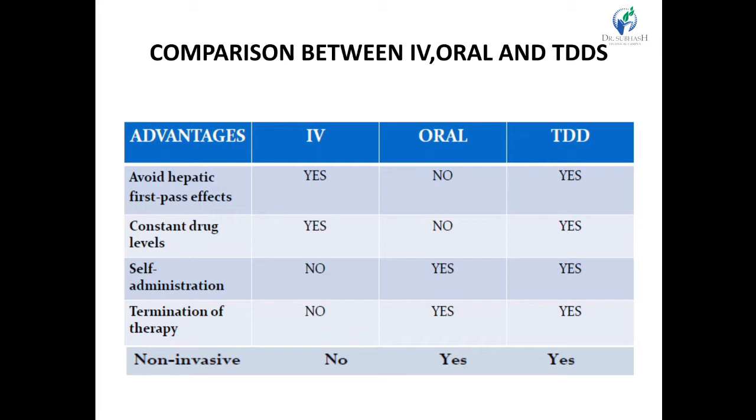Oral and transdermal, that we have to apply by self. Termination of therapy: ideally the transdermal patch that we have to apply, we have to terminate the therapy if we get an increase in the drug concentration in the blood, otherwise we have to see some side effect, adverse effect, unwanted effect, so we have to remove or terminate the therapy. In IV that is not possible. Non-invasive part, that also the oral and transdermal are there as compared to IV.